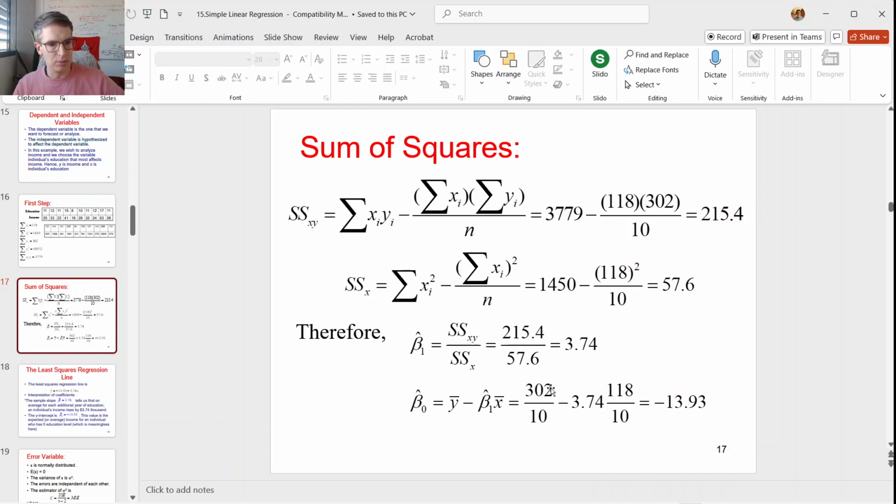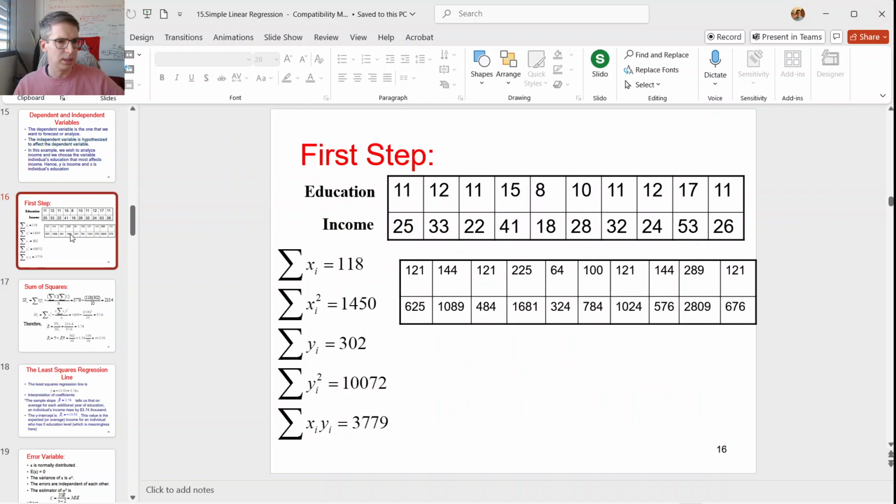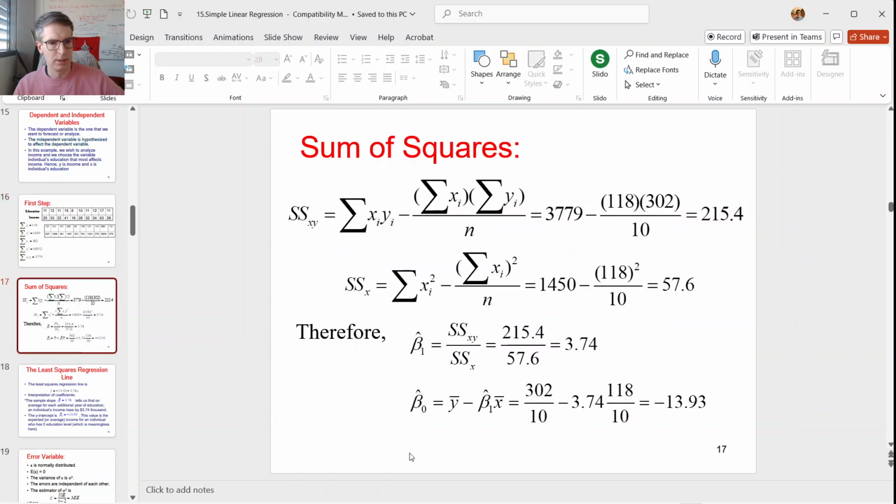To get the intercept, we take 302 and put that over 10, and we subtract 3.74, which is our value here, times 118 over 10. Again, 10 is our n. And if I go back up here so you can see it, 302 is the total for y. That's what we're putting in there. That's where 302 goes right here.